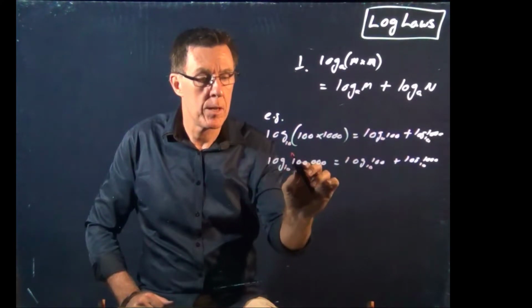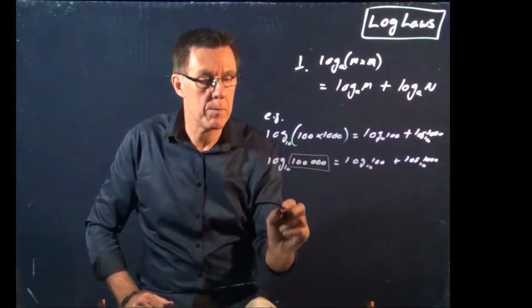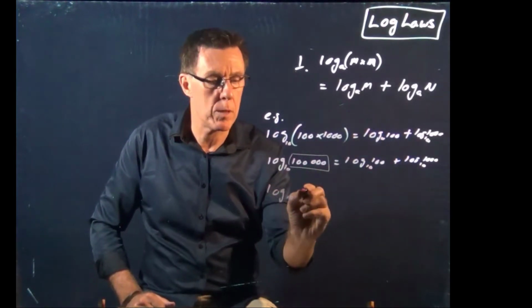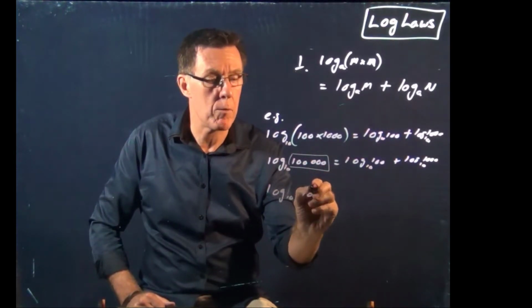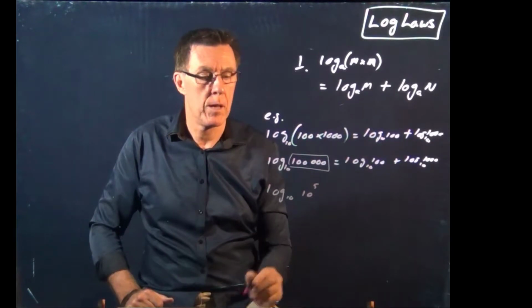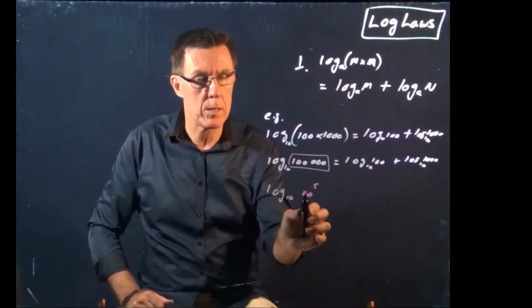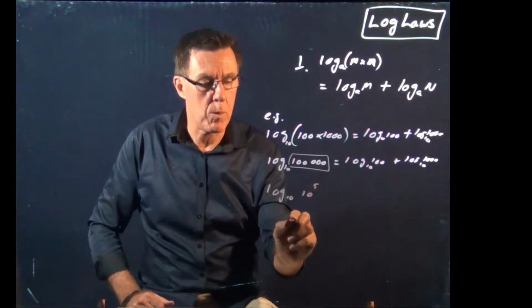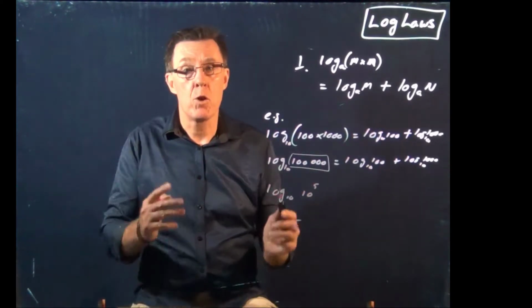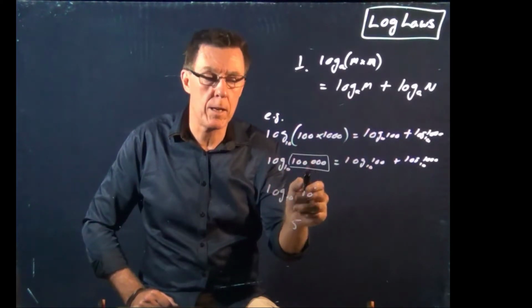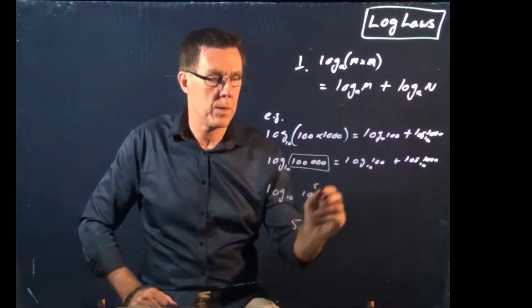So the question says, what is the log of 100,000 if I use 10 as the base? It means take this number here and write it as 10 to the power of something. Well, it's clearly 10 to the power of 5. And of course, a log is an index. The base of the log is 10, the base of the power is 10, therefore my answer must be 5. Don't believe me? Try that on your calculator. Just do the log of 100,000 on your calculator, it'll say 5 is the answer.